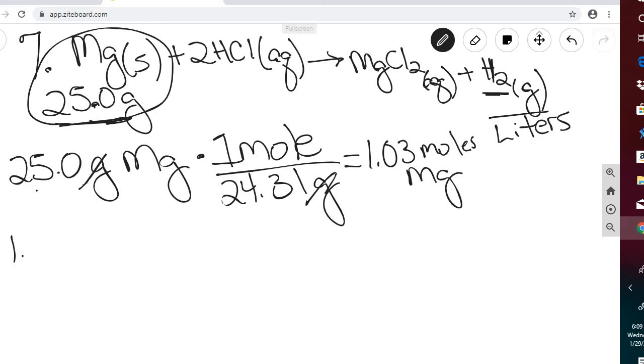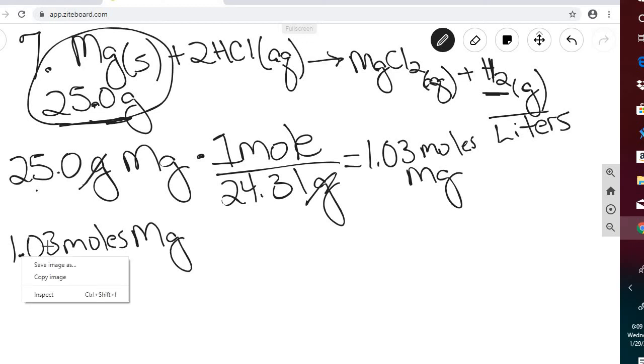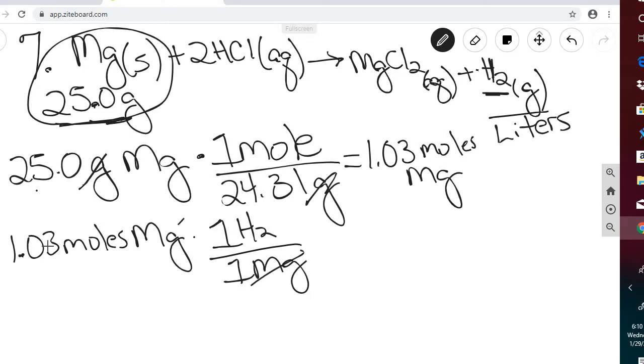So 1.03 moles of magnesium, and we want to know how many moles of hydrogen gas. So the ratio is 1 to 1. So there's 1 H2 for each 1 magnesium. Okay, so the magnesium cancels, and 1.03 times 1 divided by 1 is equal to 1.03 moles of hydrogen gas.